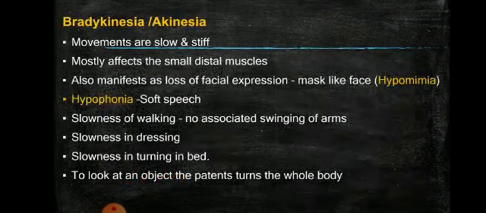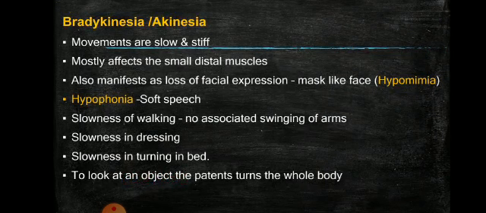Now the next is bradykinesia or akinesia. You use this term when the motor movements are basically slow and stiff, and this happens when most of the small distal muscles are affected. This is also manifested as a loss of facial expressions. You call it hypomimia. There is a mask-like face. There is absolutely no expression on the face. Hypophonia is there, where the person starts speaking very softly.